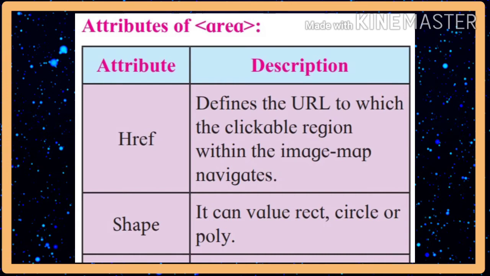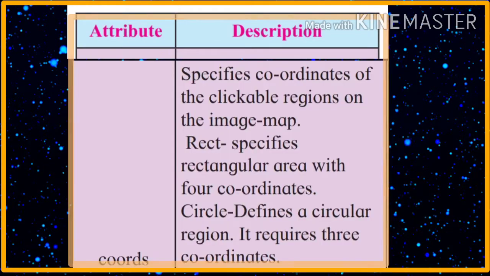Next attribute is shape. It defines the shape of the area. The shape attribute has 3 possible values: rect, circle or poly. Use rect to draw a rectangle, use circle to draw a circle, and use poly to draw a polygon area. Next attribute is coords.